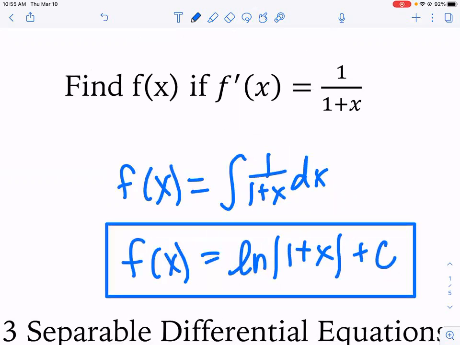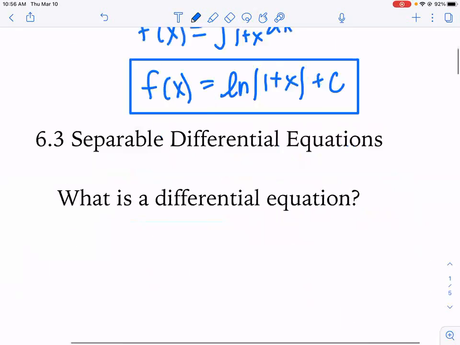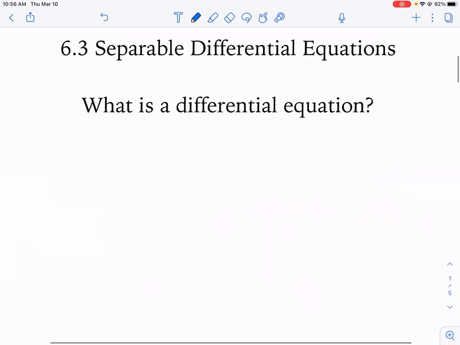So technically, this is called a differential equation. Why is it called a differential equation? Because you have an equation with the derivative. So our chapter, or half of a chapter, whatever you want to call it, is all about solving differential equations. Today specifically is going to be separable differential equations.